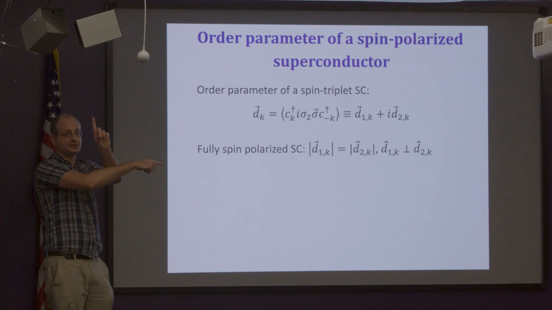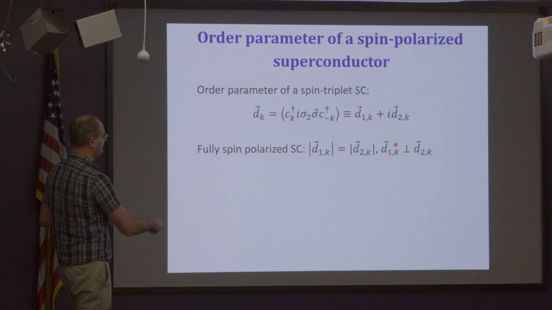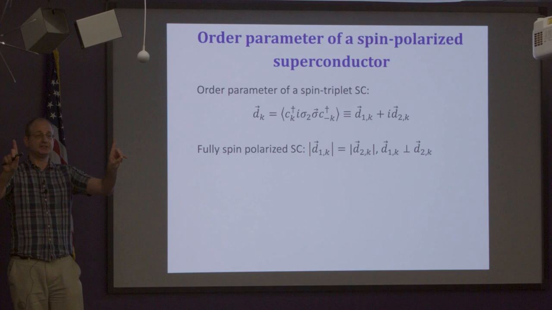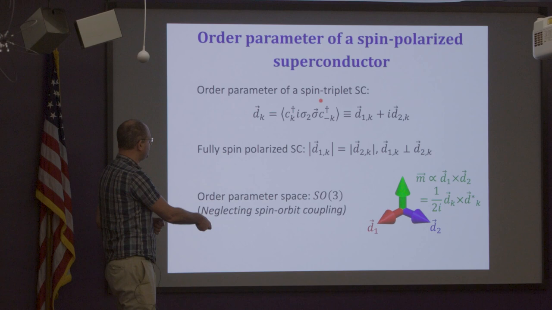Okay, you can work this out explicitly. It's a really nice exercise to see this explicitly. You just plug this form in, so you take d1 to be x hat, d2 to be y hat. You plug this in, you find that this corresponds to a pair with both electrons being up in the z direction. Okay, and then you can rotate that to be along any axis. Okay, so we have an interesting order parameter here.